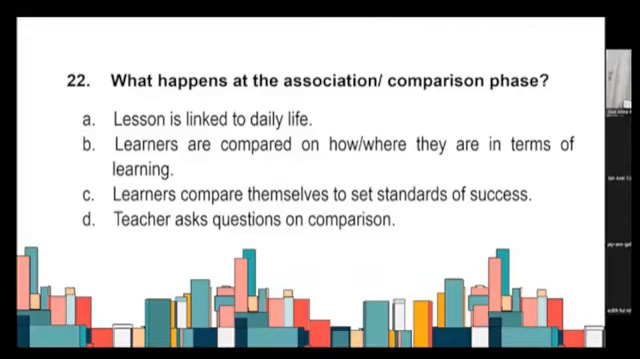Happens at the association or comparison phase. Okay, so is it A, lesson is linked to daily life? B, learners are compared on where they are in terms of learning. C, learners compare themselves to set standards of success. Or letter D, teacher asks questions on comparison.